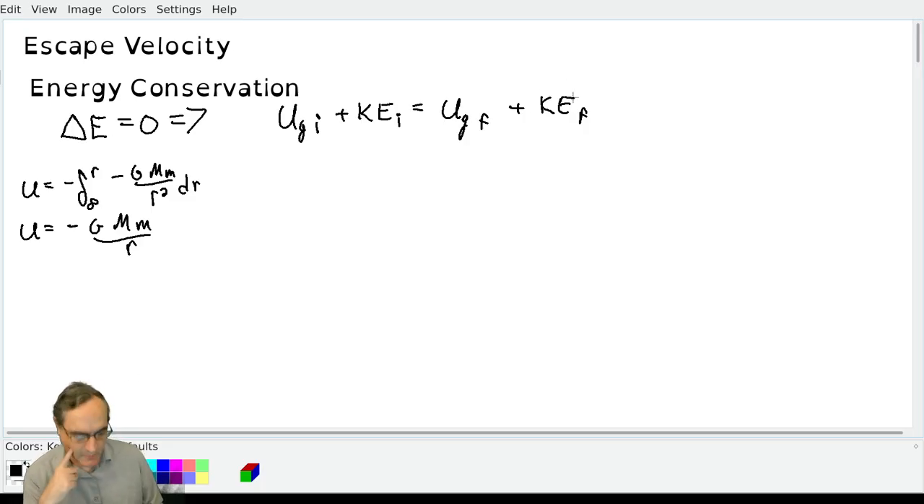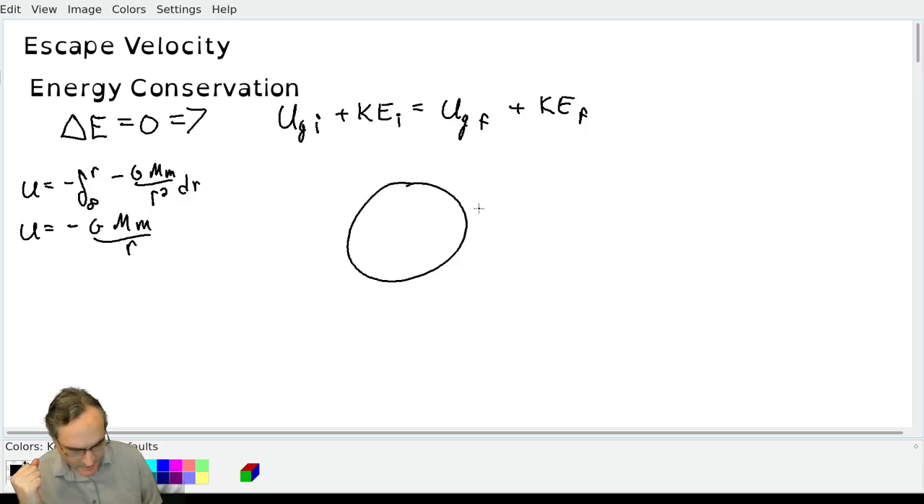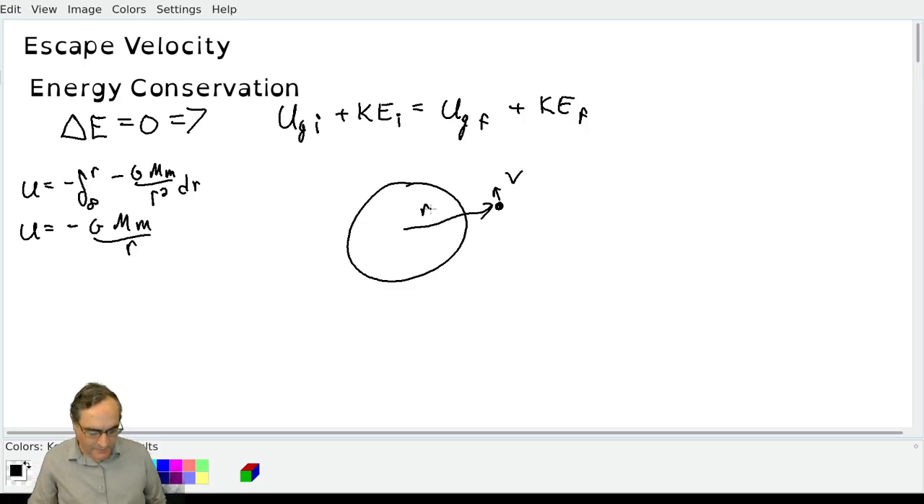Well, we need to think about what does it mean to escape. So let's say we have a body like the Earth, and I'm going to do something that may surprise you. Let's say that we have an object that's actually already in orbit around the Earth at some particular radius. I want to rewrite that v. How fast would that v need to be in order to escape?